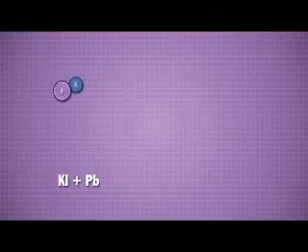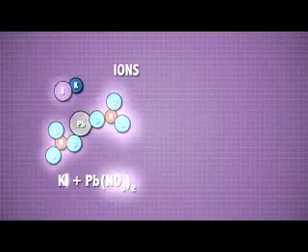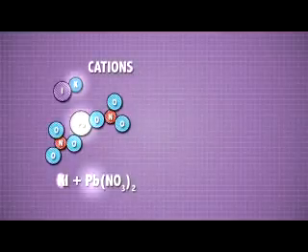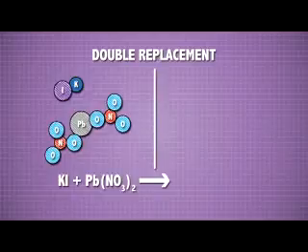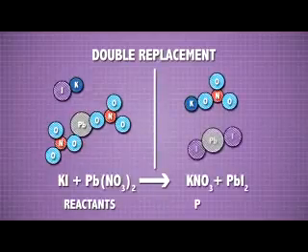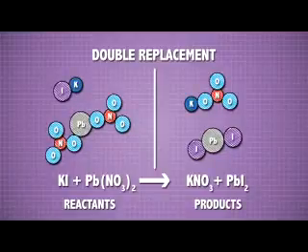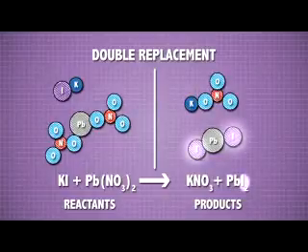For example, potassium iodide and lead nitrate. In this case, iodide and nitrate are the anions, and potassium and lead are the cations. So they will replace each other to form the new compounds, potassium nitrate and lead iodide. Let's look at our products. We have one potassium atom, one polyatomic nitrate ion, one lead atom, and two iodide.